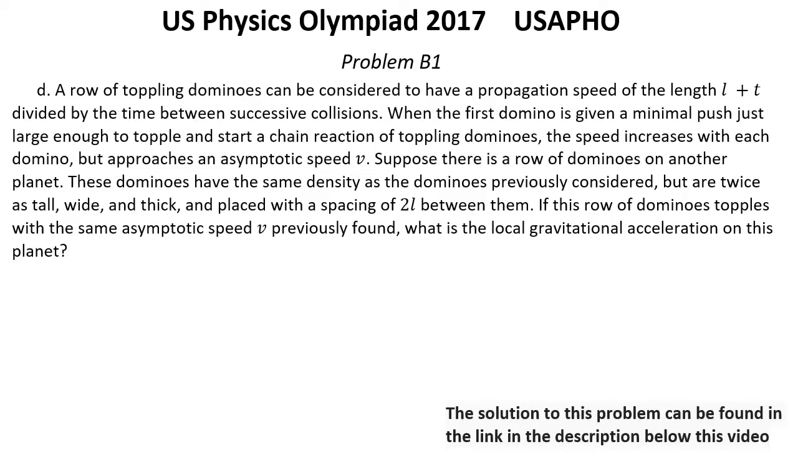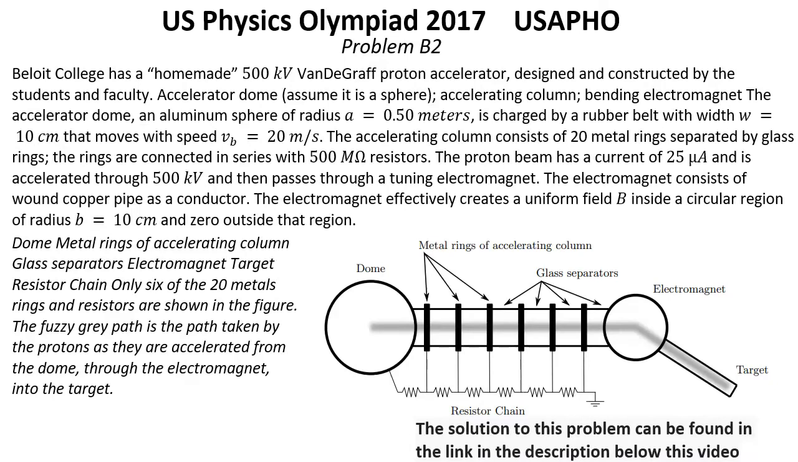Suppose there is a row of dominoes on another planet. These dominoes have the same density as the dominoes previously considered, but are twice as tall, wide and thick, and placed with the spacing of 2L between them. If this row of dominoes topples with the same asymptotic speed V previously found, what is the local gravitational acceleration on this planet?